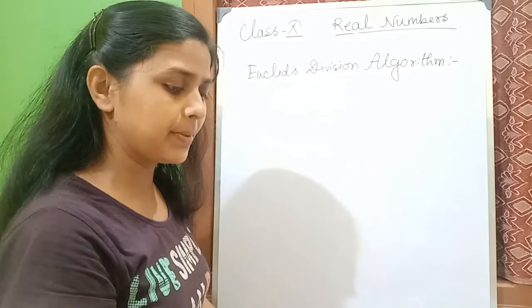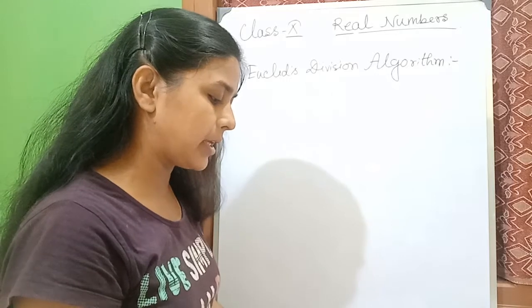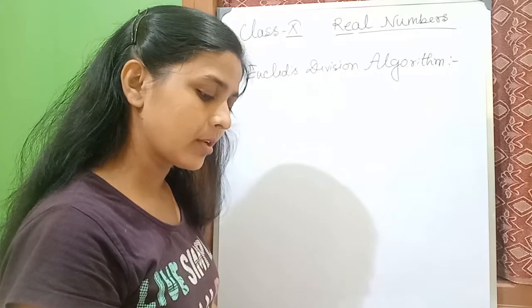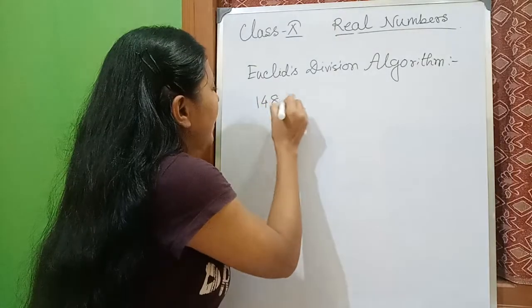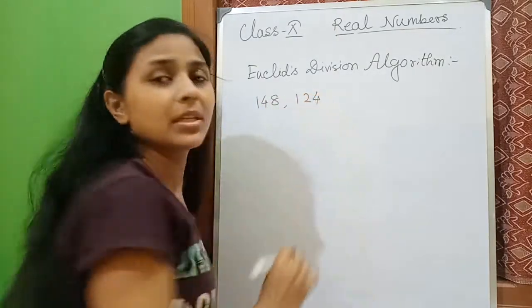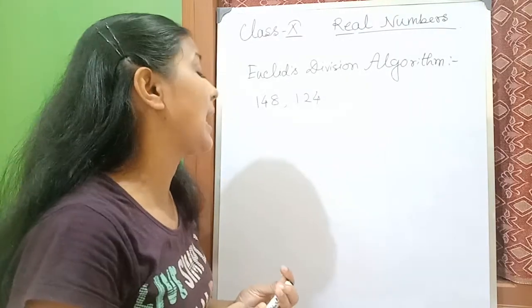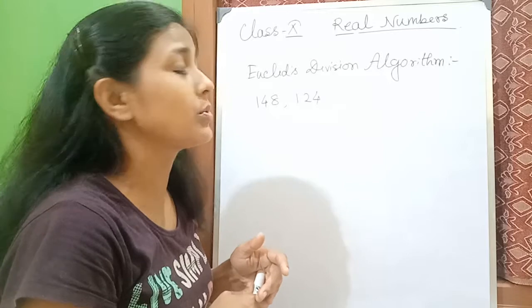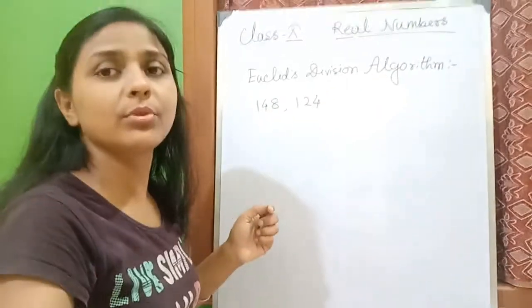So, for example, I am taking from your book 148 and 124. These are two numbers. You need to find their HCF by using Euclid's division algorithm. How will you do it?